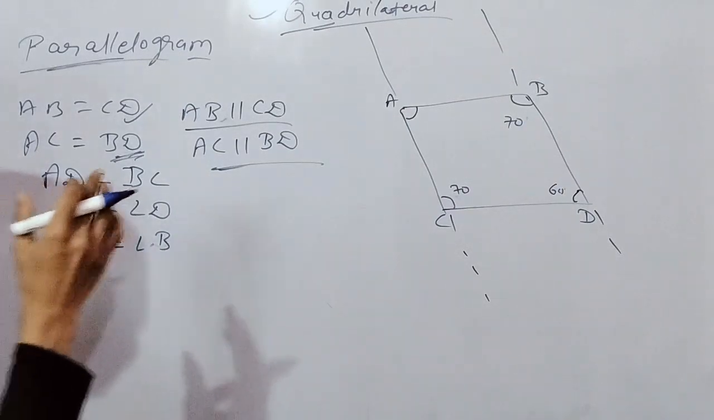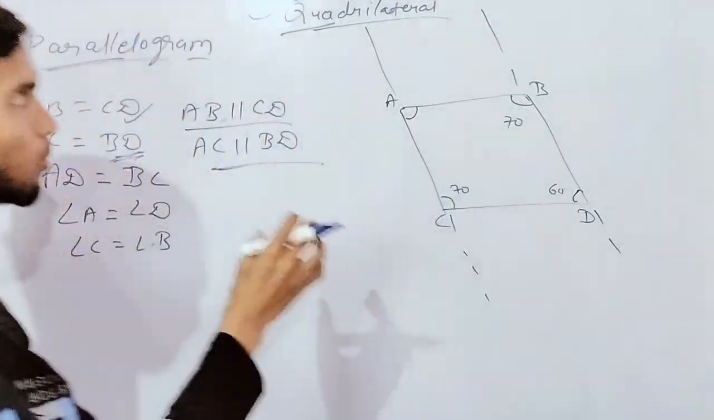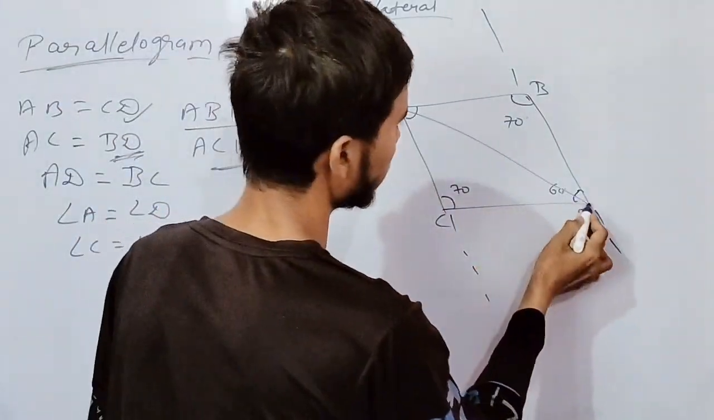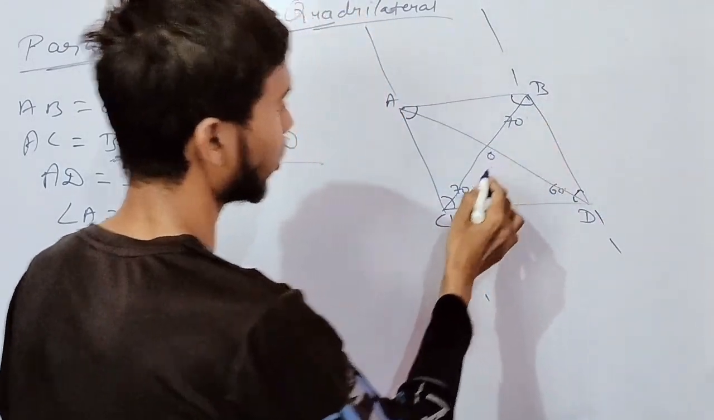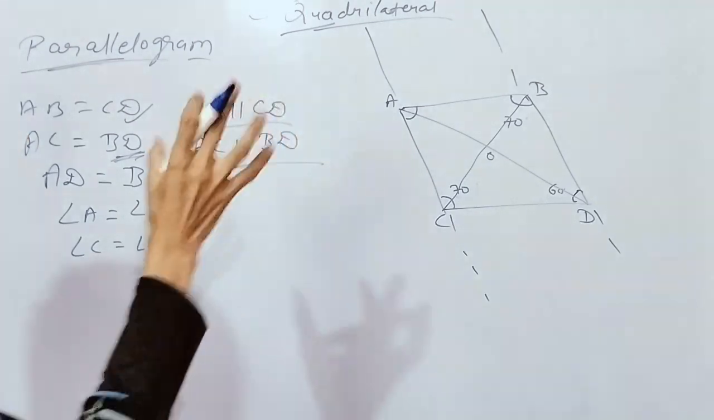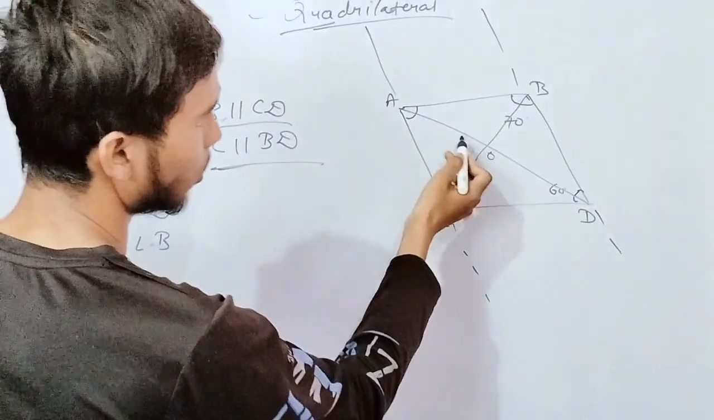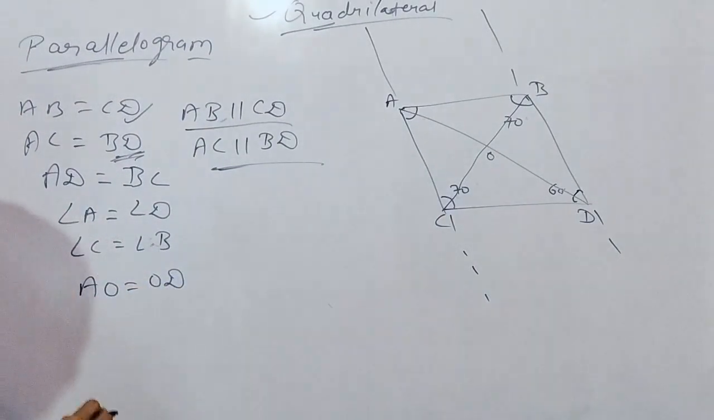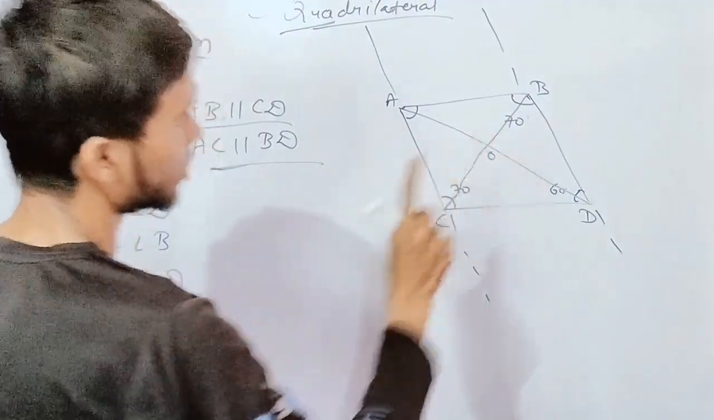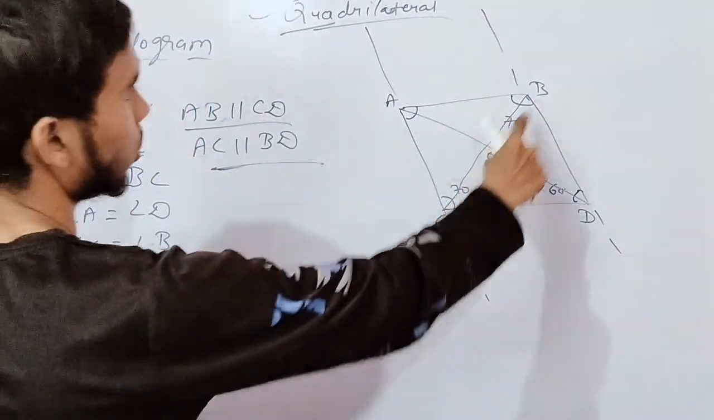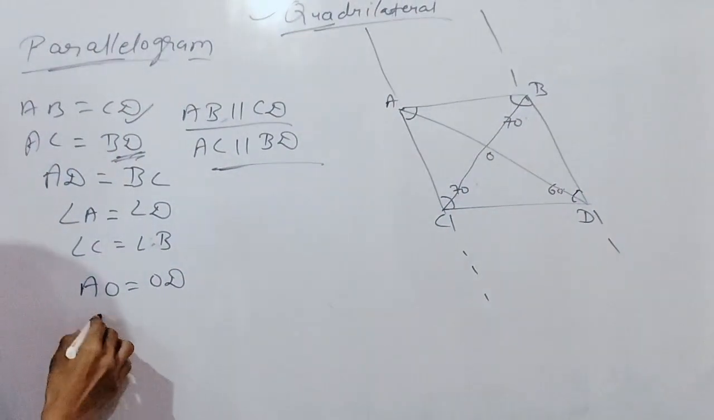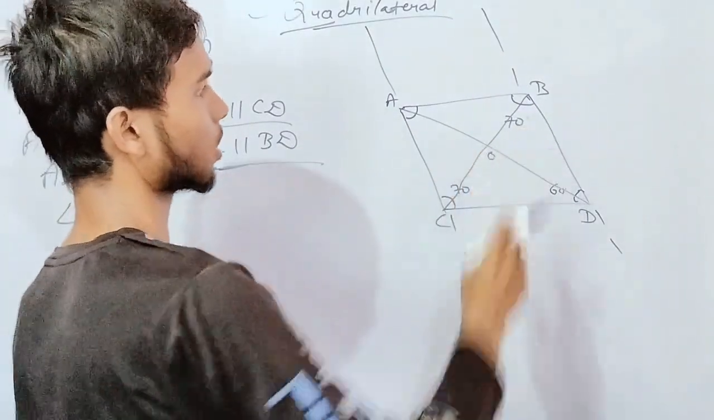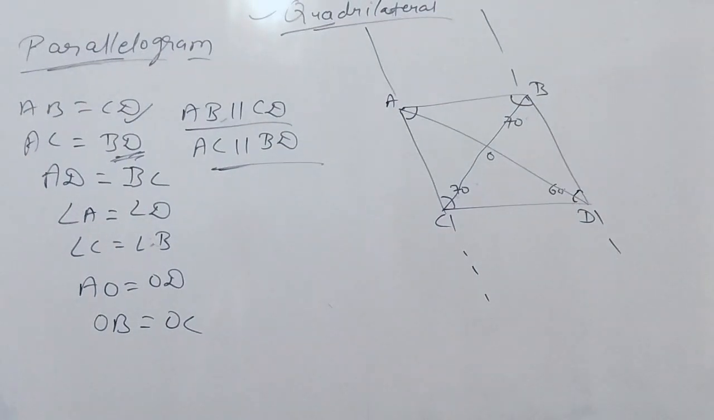Now one point more. This parallelogram has two diagonals, as you can see, and both lines are intersecting at O. Now you can say AO will be equal to OD. If the measure of this is 4, then the measure of this would be the same 4. Now OB will be equal to OC. If the measure of this is 3, then the measure of this would be the same 3.